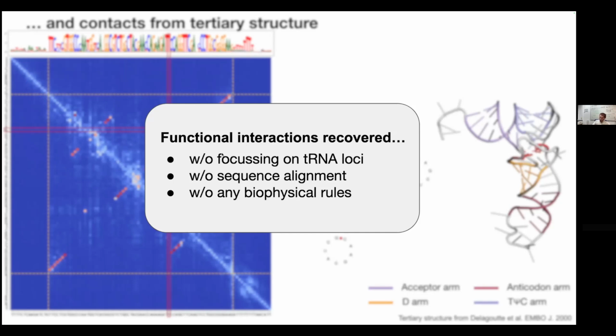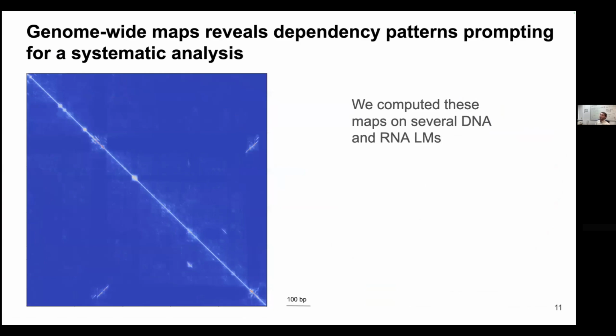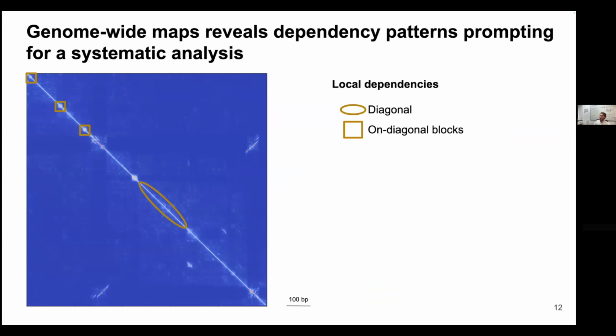So this prompted us to broadly analyze dependency patterns across different genomes, across different DNA and RNA language models, both developed in our lab and outside. And broadly, we can categorize the patterns into two main groups. One is this kind of local dependencies, like on-diagonal patterns and block-like patterns.